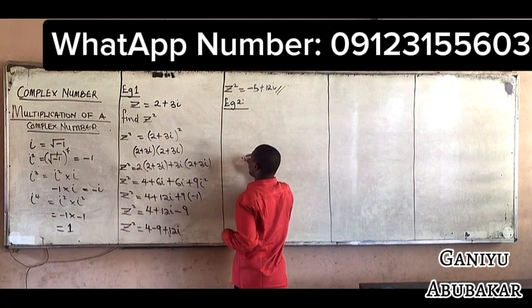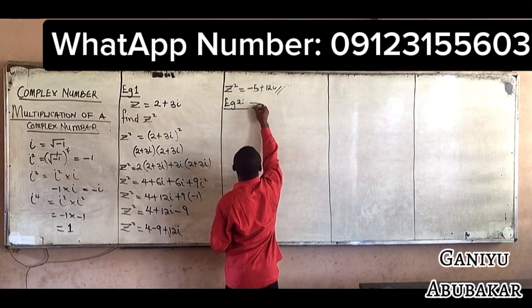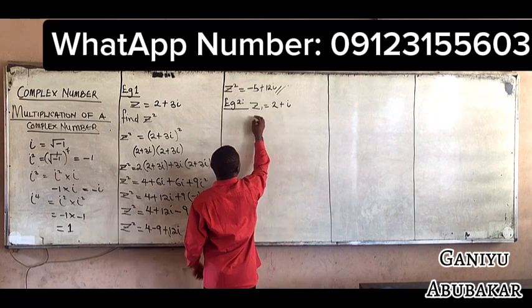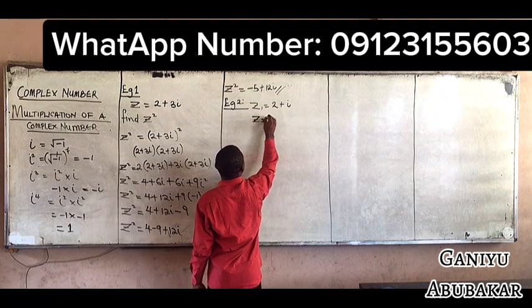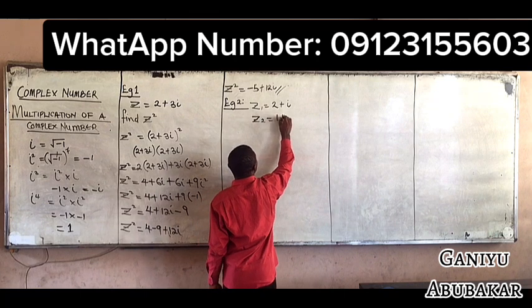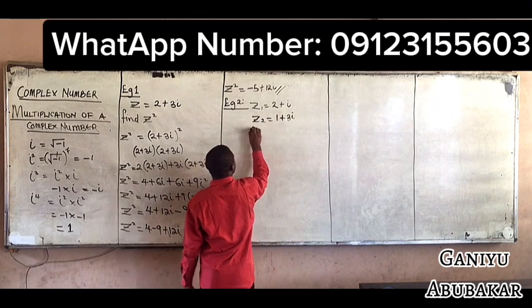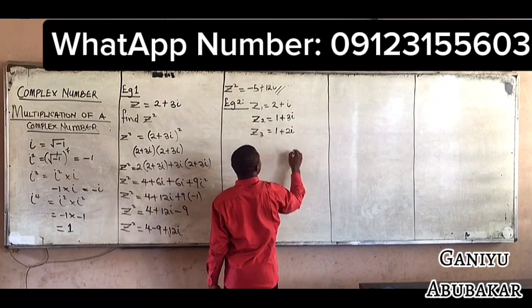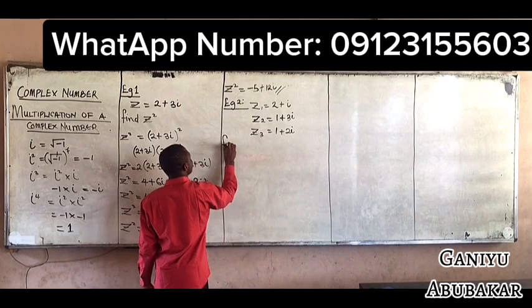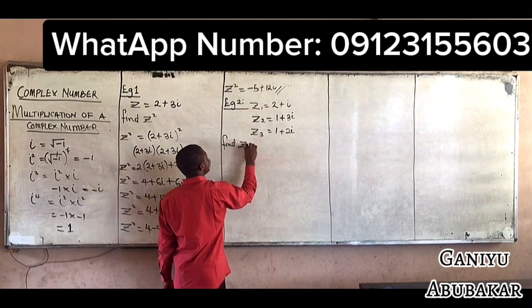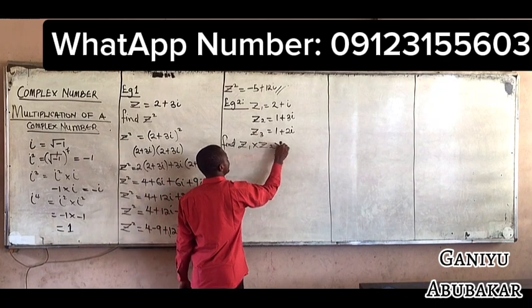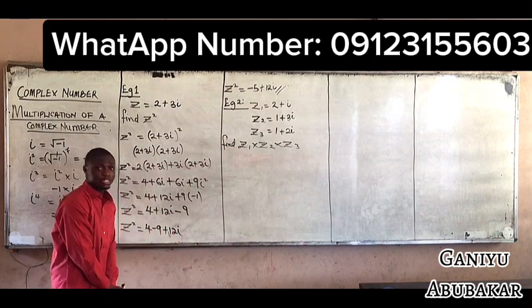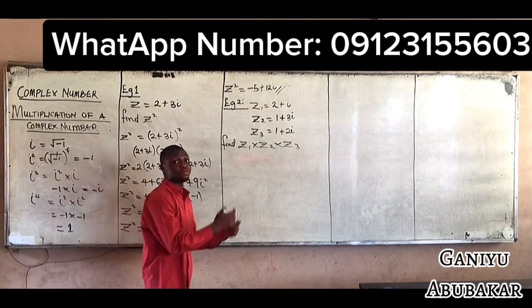Given 3 complex numbers z1 equal to 2 plus i, z2 equal to 1 plus 3i, and z3 equal to 1 plus 2i, find z1 times z2 times z3.